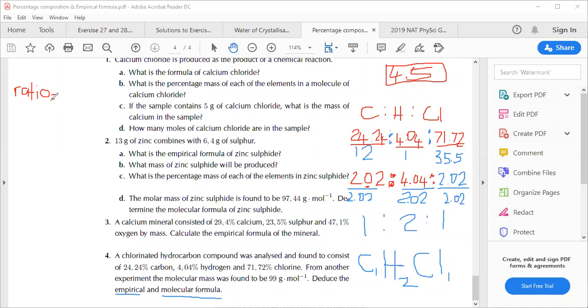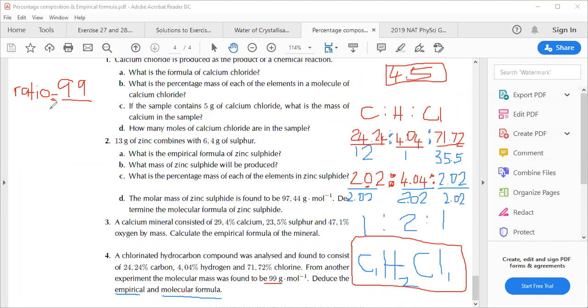So my ratio is equal to, what is my ratio? We said it's the molecular formula, or it's molecular mass, or molar mass. So the molar mass I was given, what is it? 99. So it's going to be 99 on top over. I must go to my empirical formula here. I must calculate the molar mass for this empirical formula. Are you following?